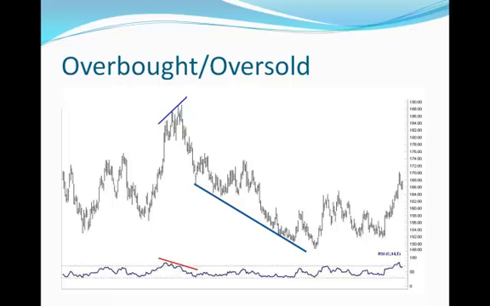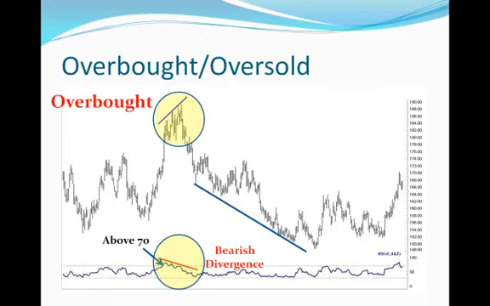Now, I will show you different scenarios about overbought and oversold signals. On the screen right now is an example of an overbought market. The 14-day RSI rises above the 70 level, signaling that the market is overbought as prices also increase.